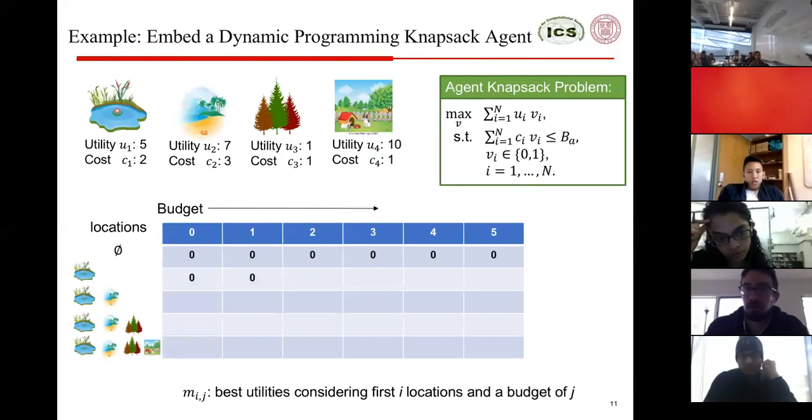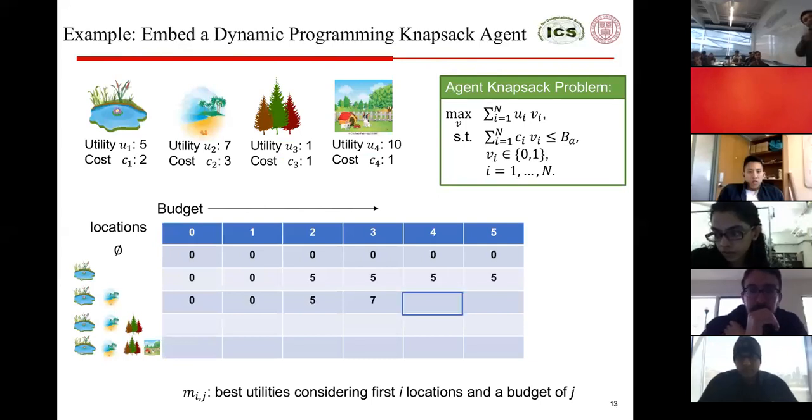Then the agent starts to consider the first location. It actually costs 2 to go to the first location. So if the budget is less than 2, then the agent cannot go to this location, so the utility is still 0. If the budget is more than 2, then the agent can afford to go to this first location, so the utility is 5. And then the agent just fills in this table in the same way.